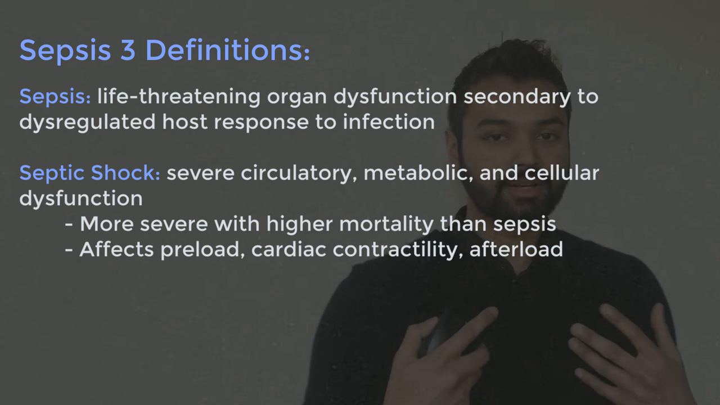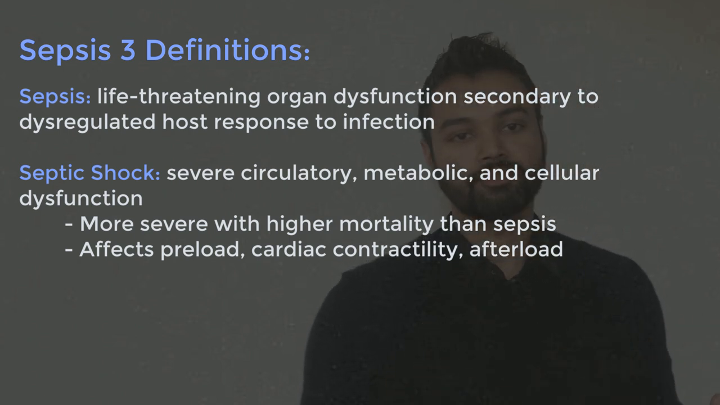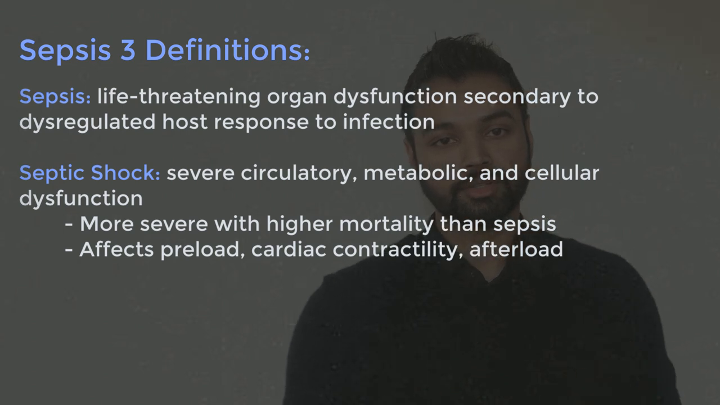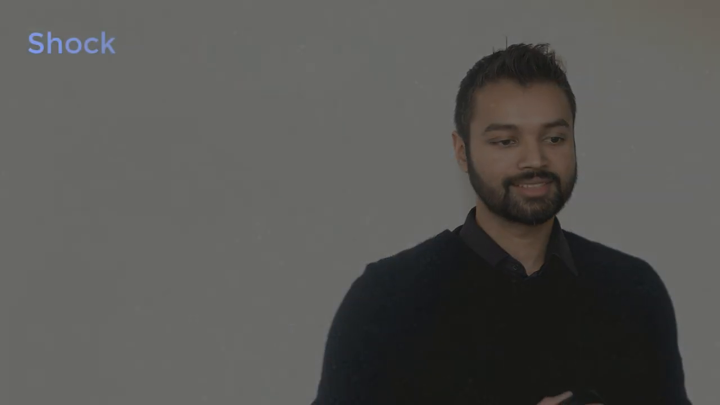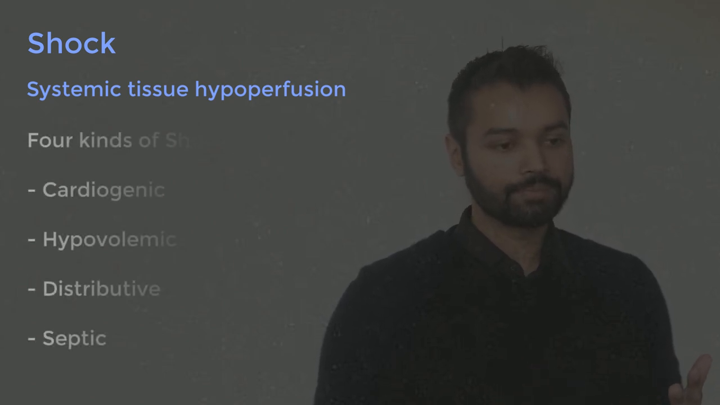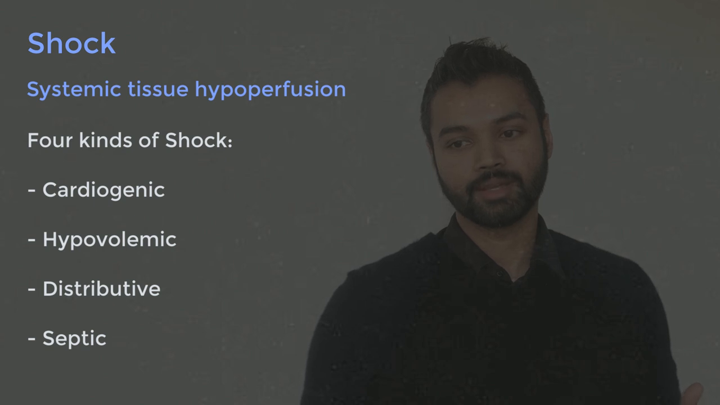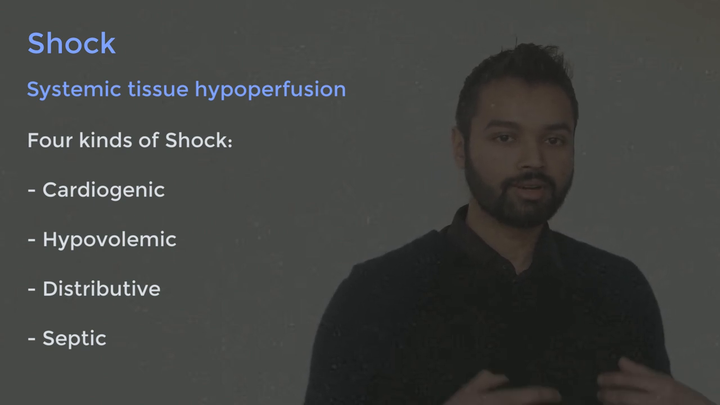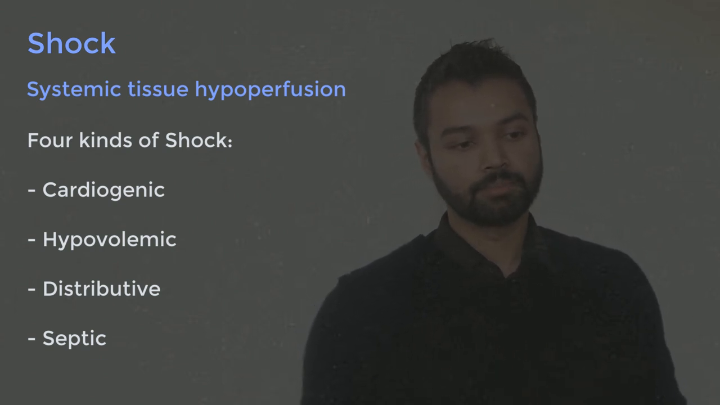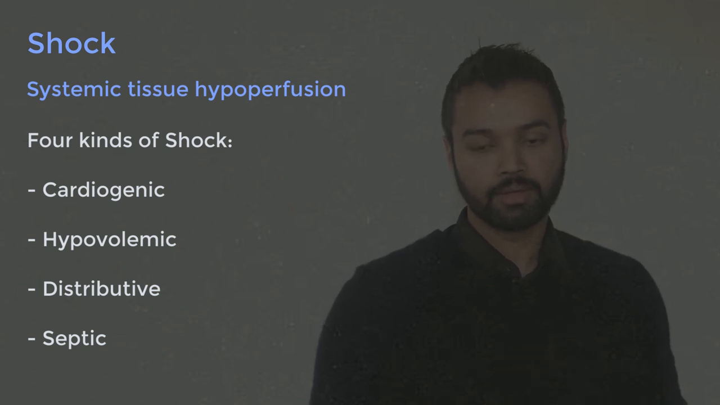Septic shock also affects your preload, cardiac contractility, and afterload, thereby affecting your hemodynamic parameters, such as your blood pressure, and can often result in tissue hypoperfusion. I also want to quickly talk about shock. Shock is defined as systemic tissue hypoperfusion, and there are four kinds of shock: cardiogenic, hypovolemic, distributive, and septic. The reason I'm bringing this up is because whenever a patient presents with signs and symptoms of hypotension and tissue hypoperfusion, it's important to think about these four kinds of shock because the management is completely different. But obviously for this lecture, we're going to be focusing on septic shock.